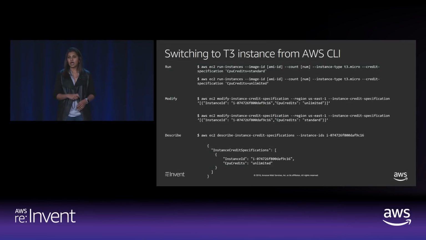You can also use the CLI to switch to unlimited mode or to switch to T3 instances. You can call the run API and define the attribute called CPU credit, and the value to define the mode is unlimited or standard. You can modify an existing instance by calling the modify API, providing the instance ID, and then defining the CPU credit attribute for that. If you want to find out what mode an instance is running in, you call the describe API, and then it will tell you what mode it is running in.